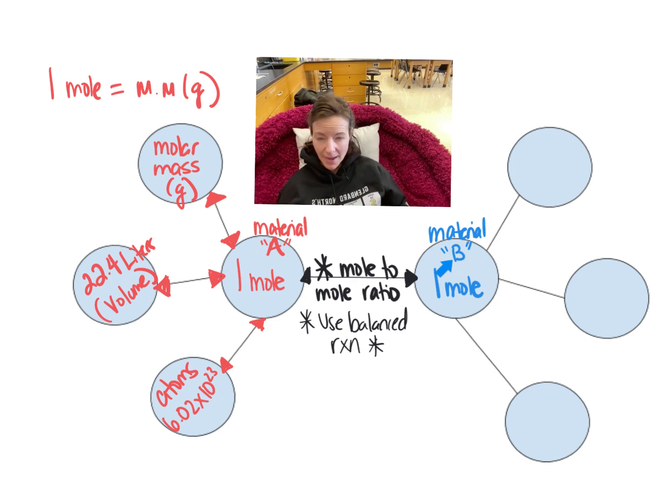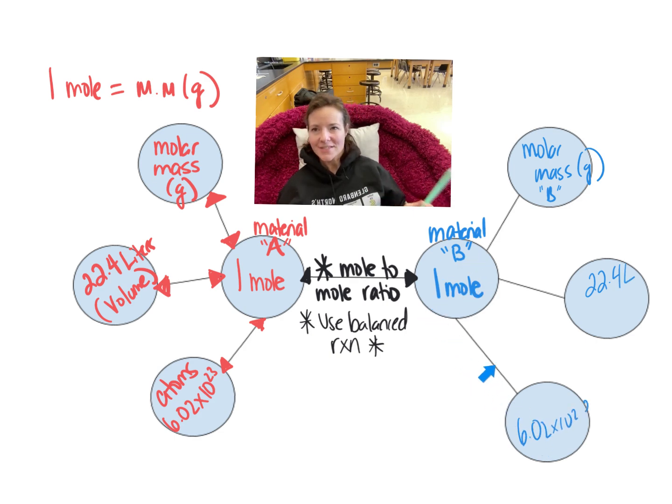And so we've got this big map right here. When we've filled in the whole left side, we make the connection to the right side to have a different material, and then we just do the same pieces. Once I get to a different material, I know 1 mole is equal to the molar mass, and the molar mass is equal to 1 mole. I know that 1 mole is equal to 6.02 times 10 to the 23rd atoms, and that number of atoms is equal to 1 mole. I know 1 mole is equal to 22.4 liters, and 22.4 liters is equal to 1 mole. And that's it. We've put it all together now.